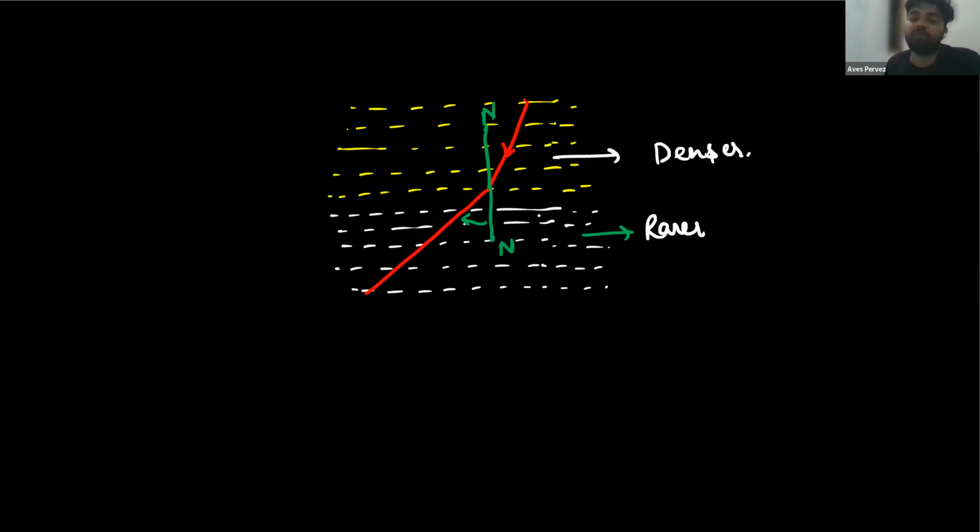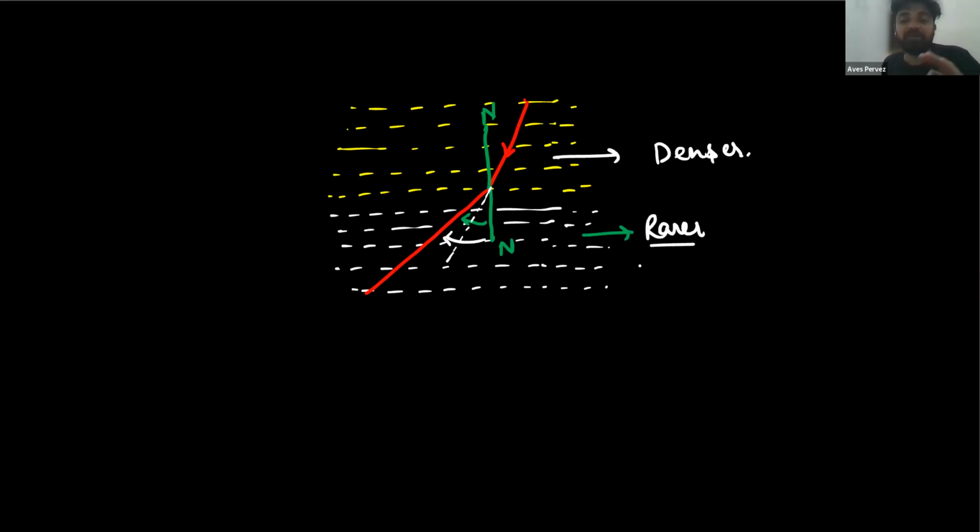bends away from the normal, then it is a rarer medium. So this one is the rarer, it is bending away from the normal. The ray should come this way, but it is bending away from the normal. So comparing, this one is denser, this one is rarer.